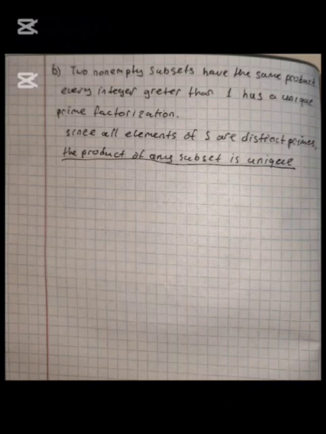And so every integer greater than 1 has a unique prime factorization. Since all elements of set S are distinct primes, the product of any subset is unique. So all non-empty subsets have distinct products.